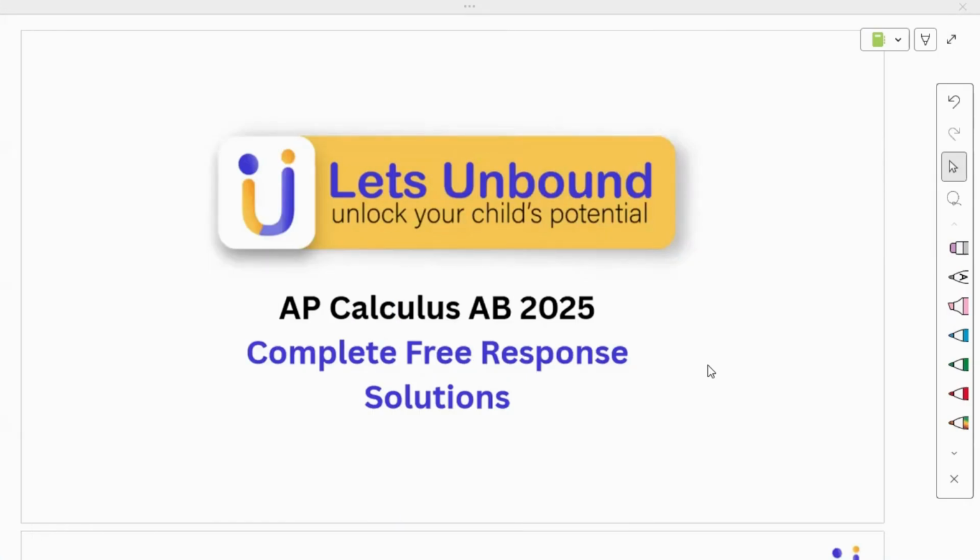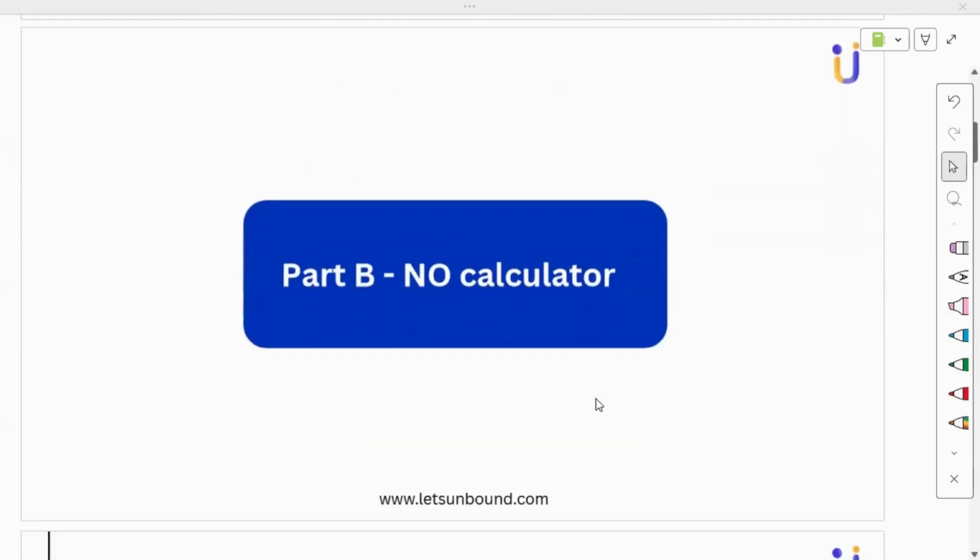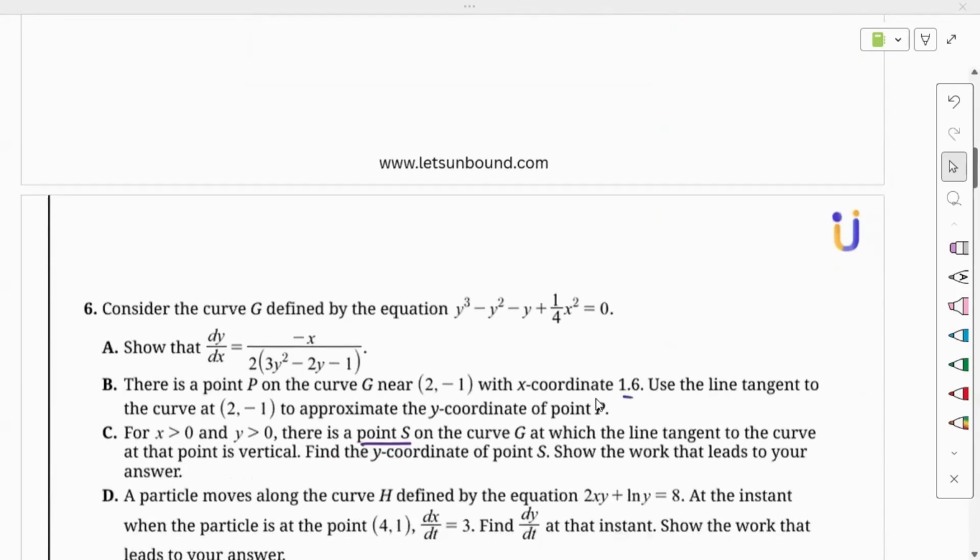We have made it to the final FRQ, FRQ number 6 from the AP Calculus AB 2025 exam. This is also a non-calculator question, so make sure to have your pen and paper ready to solve along with me. This one is a mix of concepts.